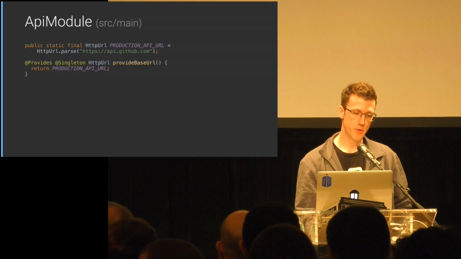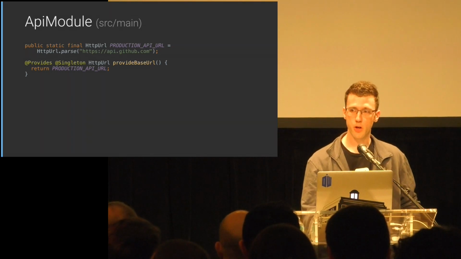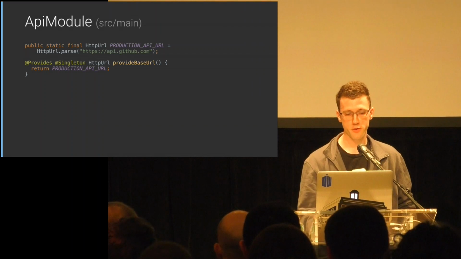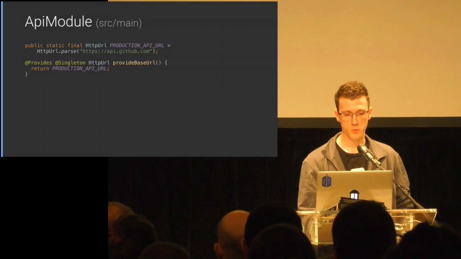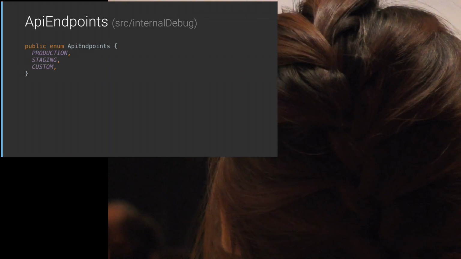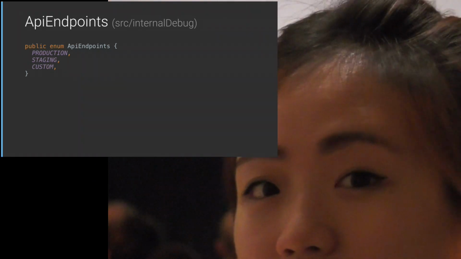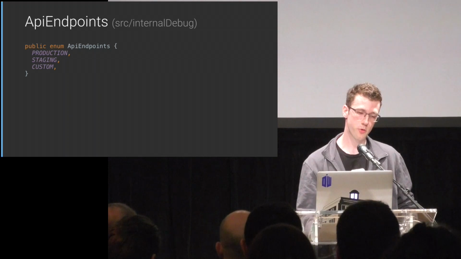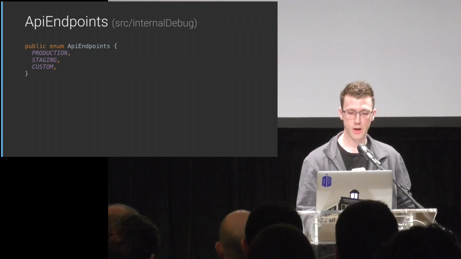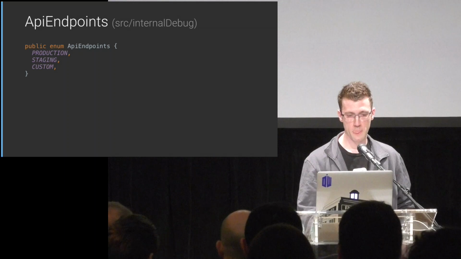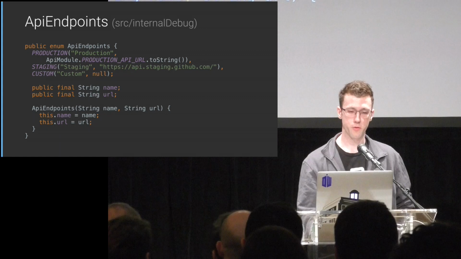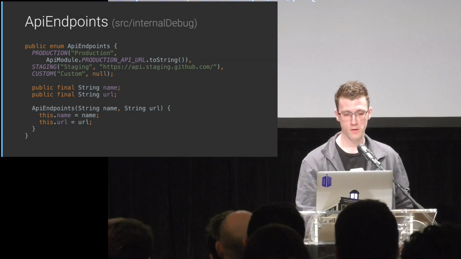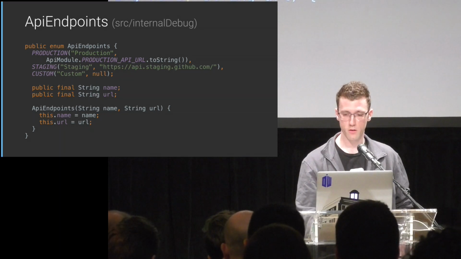So we have an API module, and we're going to define the production endpoint that we're going to be using. This, for our case, is just api.github.com. And then we have a provider for this, which is just going to return that statically. Now in our debug builds, we're going to set up an enum called API endpoints. This is going to define all the endpoints that we want to switch between. We have production, we have staging, and we have custom. We're going to give them a little bit of body. We have a name that we want to show in the spinner, and then we have the URL that they are going to use. For custom, we're just going to use null for now.